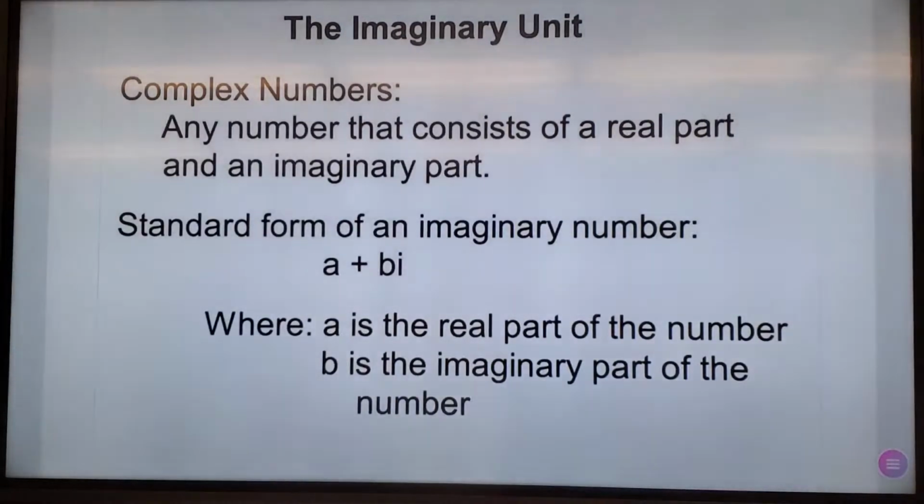Okay, the imaginary unit. Complex numbers are any number that consists of a real part and what is called an imaginary part. Okay, this is not like your make-believe friend, but it's an imaginary part of a number. Standard form for any imaginary number is a plus bi, where a is the real part of the number. That will be an integer or some rational number that we end up with. And b is the imaginary part of the number.